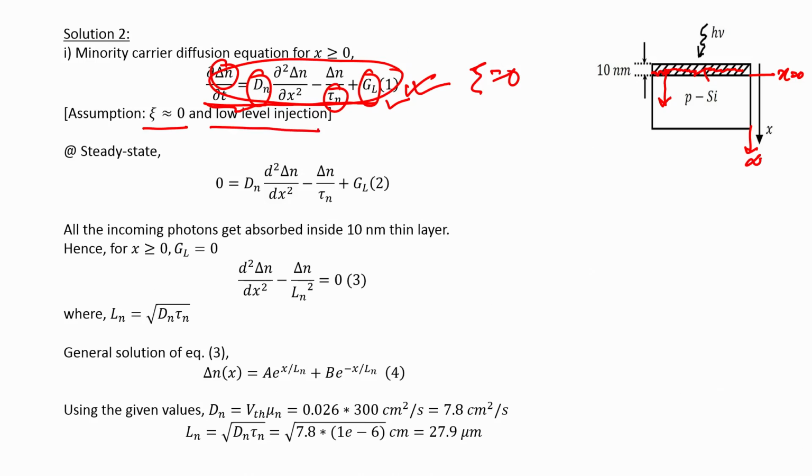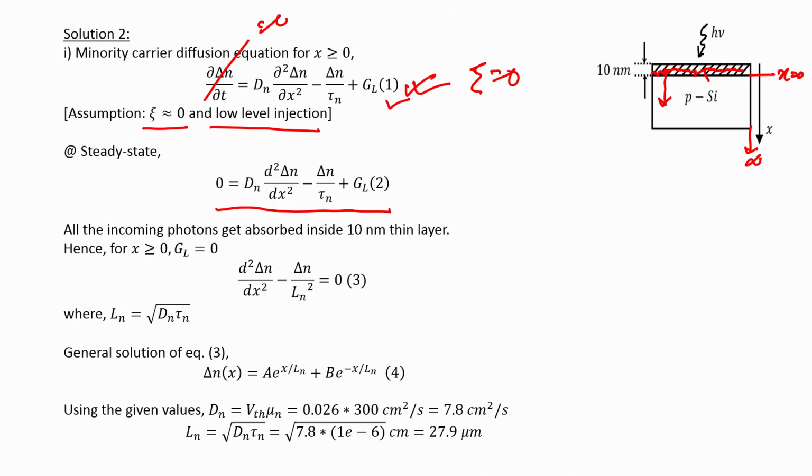Now the problem asks about the steady state. So now when we are talking about the steady state, there won't be any change of carrier concentration with respect to time. So del n del t will become 0 in case of steady state, and other terms will remain. So this is the first step where we have reduced further the minority carrier diffusion equation.